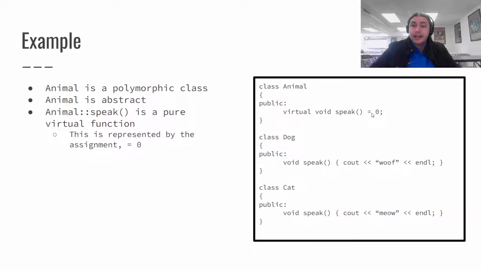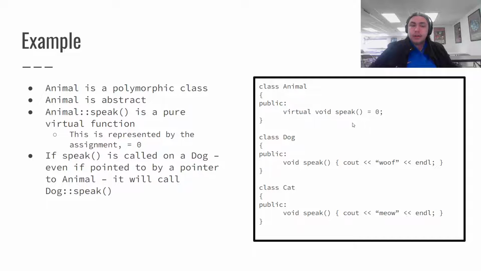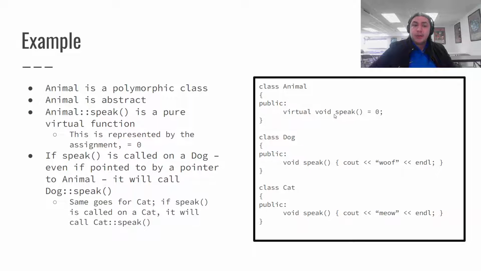This is represented in C++ by this assignment right here, equals 0. It will not allow you to give a definition if you specify this. And the cool thing about it is if speak is called on a dog object, even if it's pointed to by a pointer to an Animal, it will call the dog's speak function instead of whatever Animal's speak function would have been. And the same goes for cat as well.